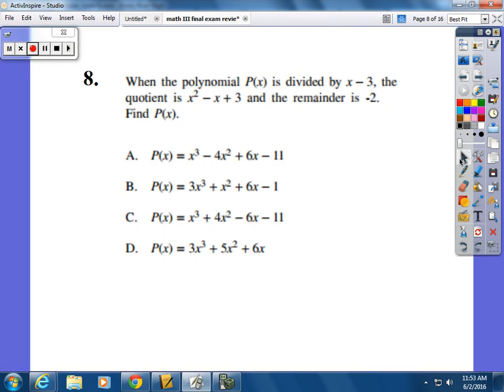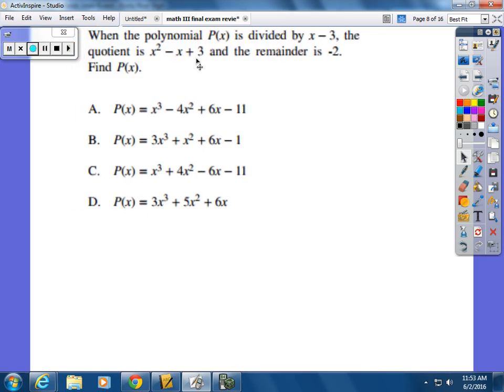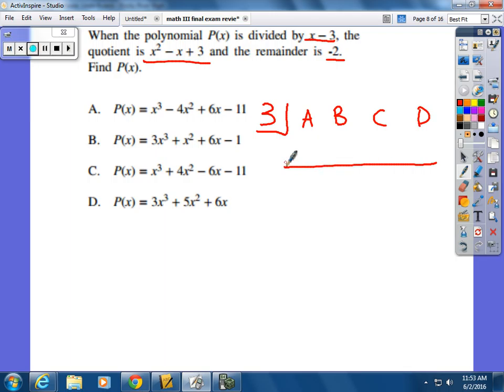Number 8. Okay, when this polynomial is divided, I'm going to move this a little bit. The quotient is this, and the remainder is this, and we're dividing by that. So I know that I'm dividing by x minus 3, which means 3 goes in the box. I don't know what my coefficients are, so let's just call those A, B, C, and D for now. I do know that the remainder is negative 2, and the quotient has coefficients of 1, negative 1, and 3. So now if I add down, this number is automatically brought down, so that means A is 1.